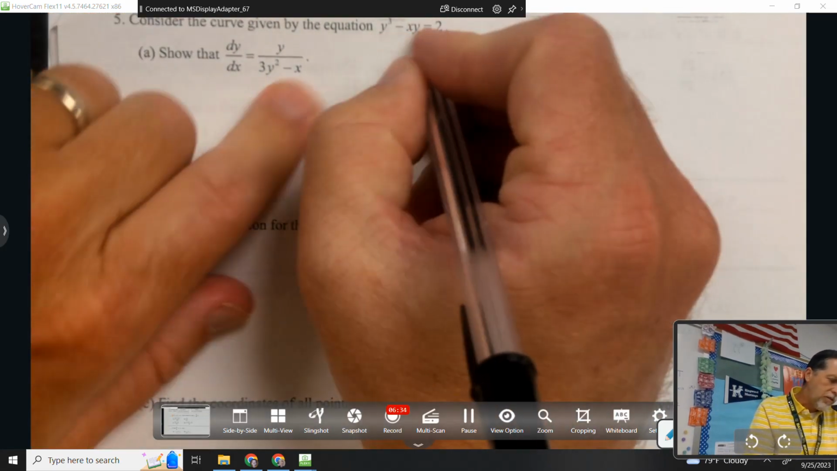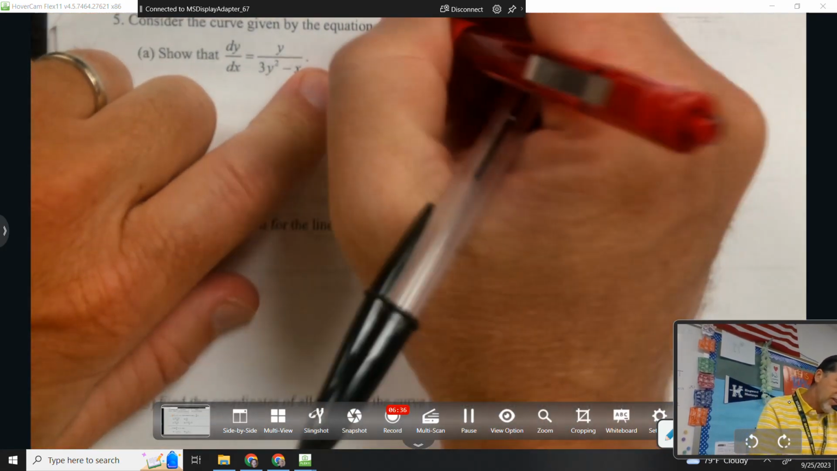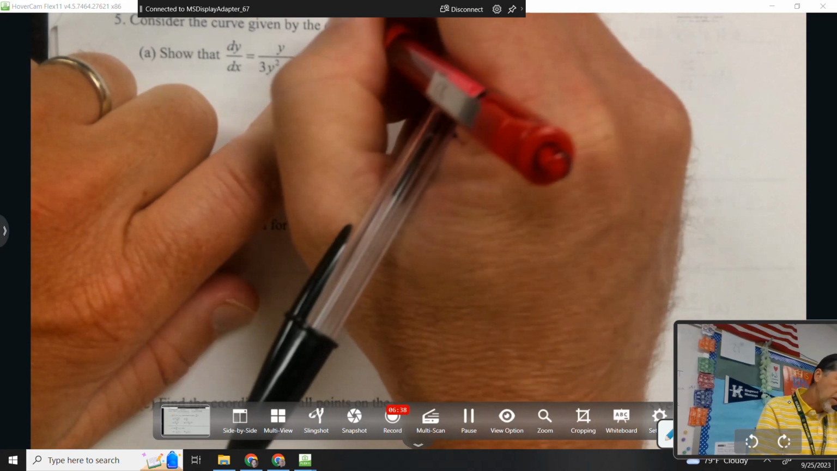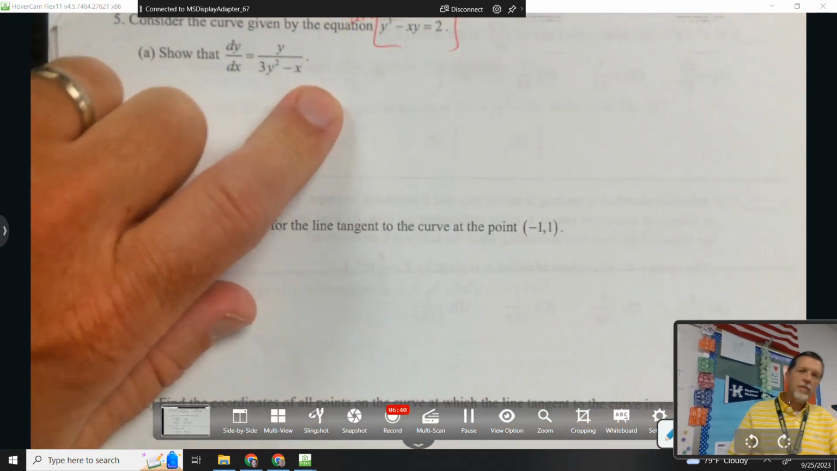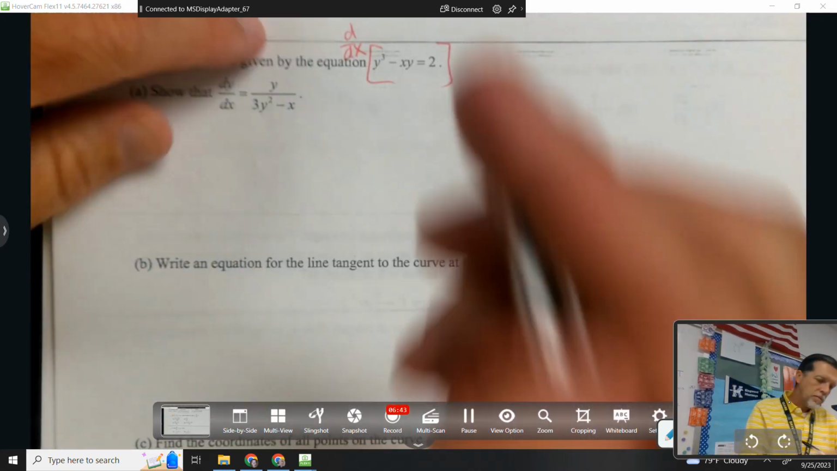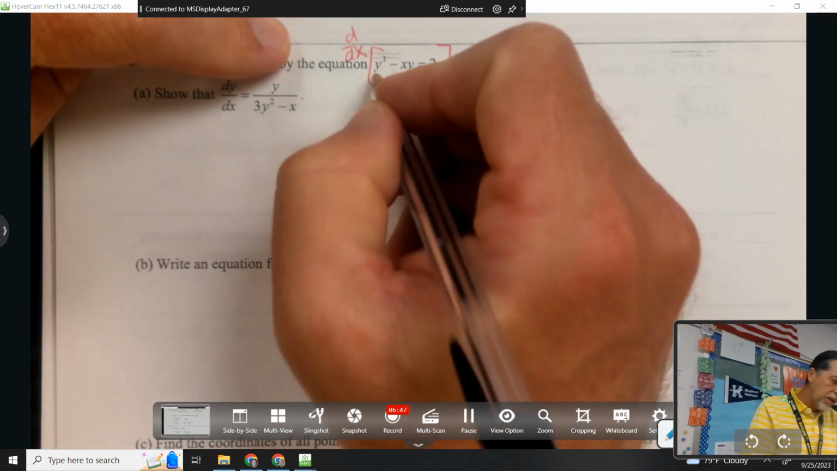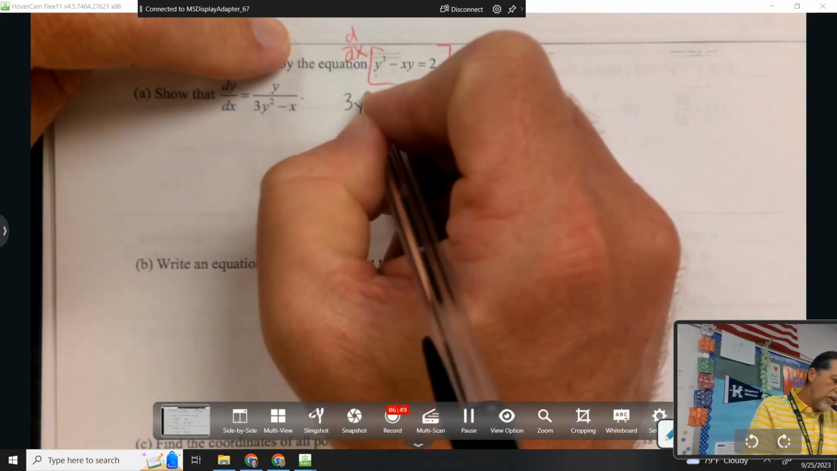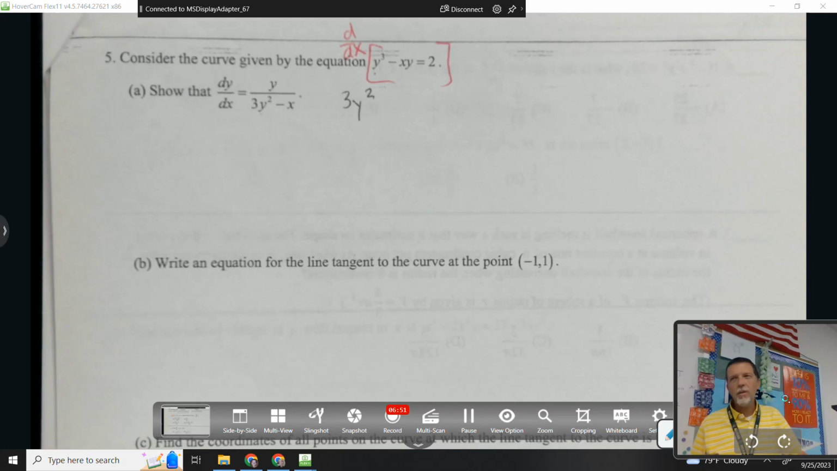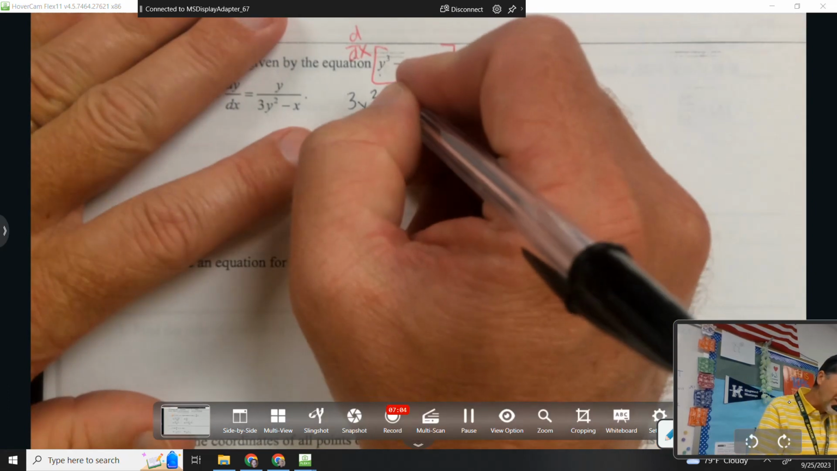Okay, so derivative of all of this thing with respect to x. No t's yet. So the derivative of y cubed is 3y squared. True or false? You like that? No, you don't like that. Why don't you like that? Yeah, dy dx. The derivative of y with respect to x. You need that dy dx on there.